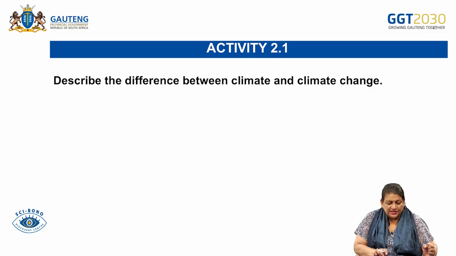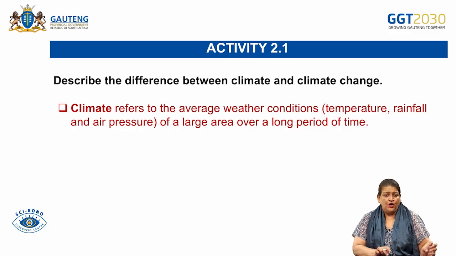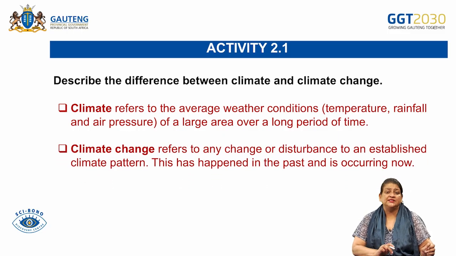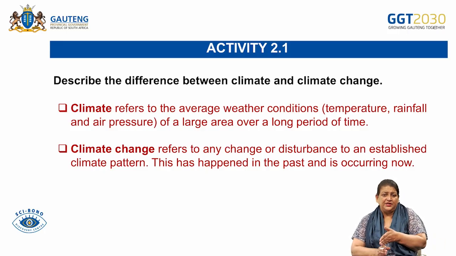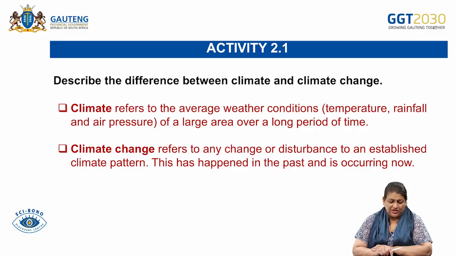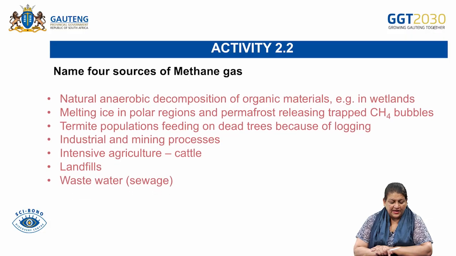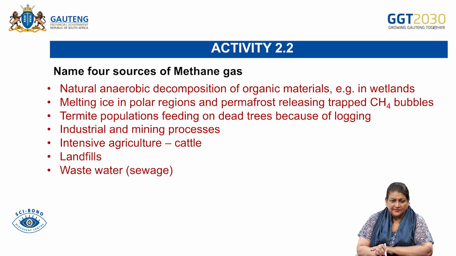The next one, what's the difference between climate and climate change? We know climate refers to the average weather patterns in a broad area over time, whereas climate change refers to a disturbance or change in the weather pattern compared to previous years, or over decades, compared to now. So the disturbance in weather patterns seen over a longer period of time, that's called climate change.